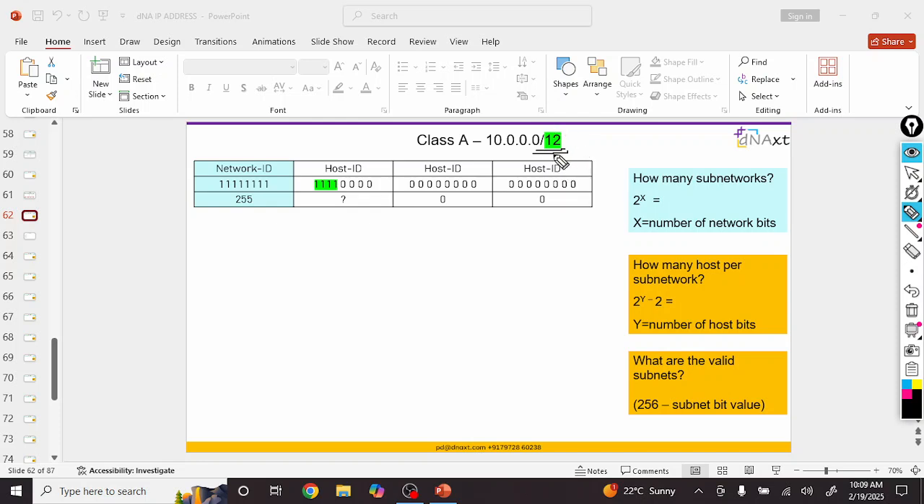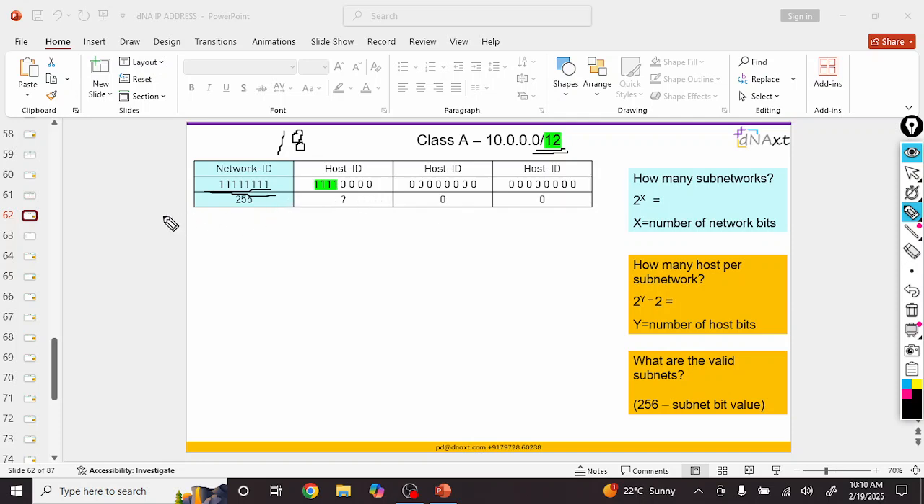Now out of the 12 network bits that we have for our network, 8 are the default network bits, because for class A the default CIDR value is /8. So 8 belongs to the major network, and we have borrowed 4 more bits, which are highlighted by green color. These are the 4 bits that we have borrowed for subnetting in class A. So 4 bits are sub-network bits.